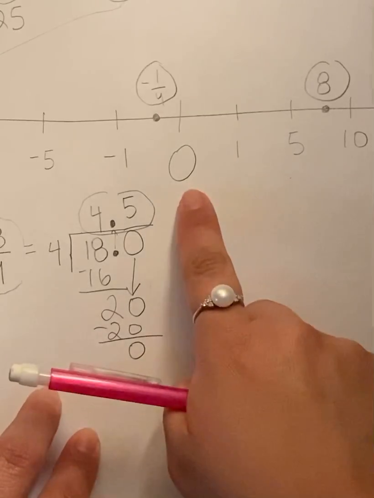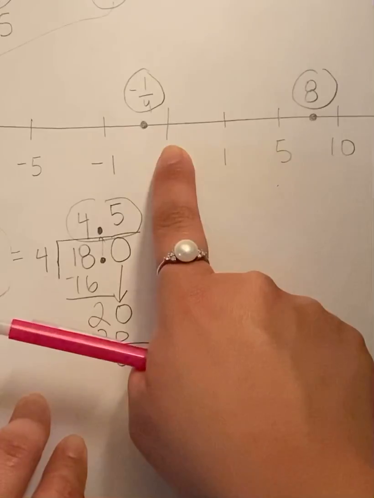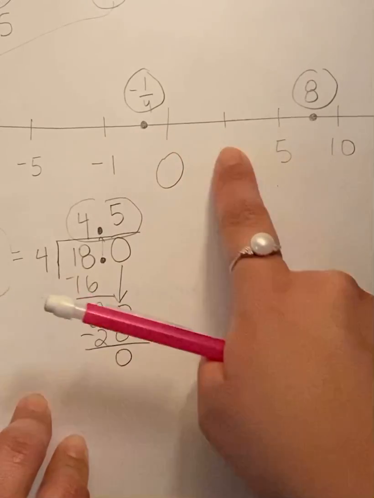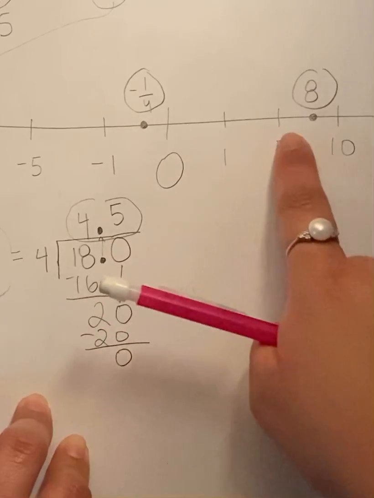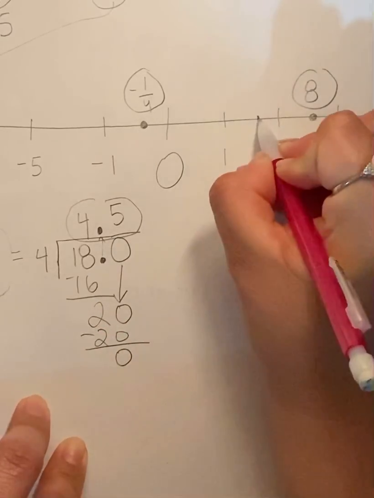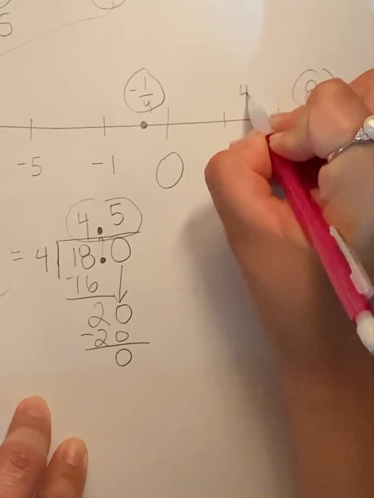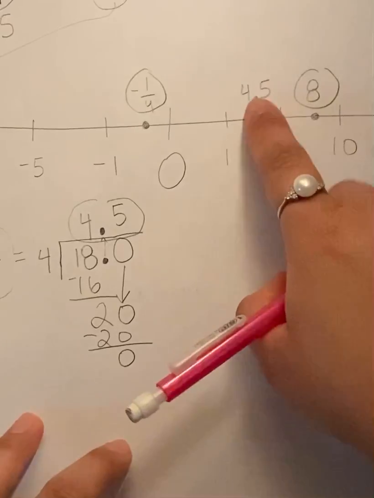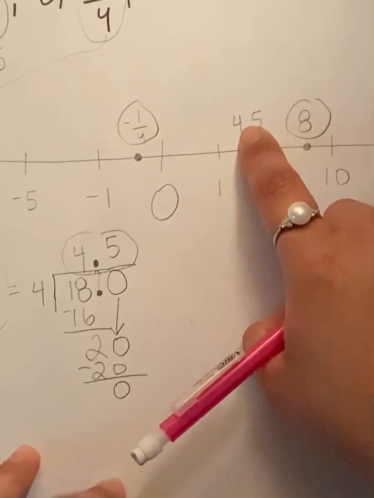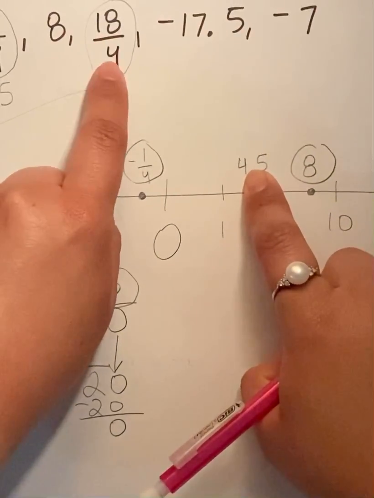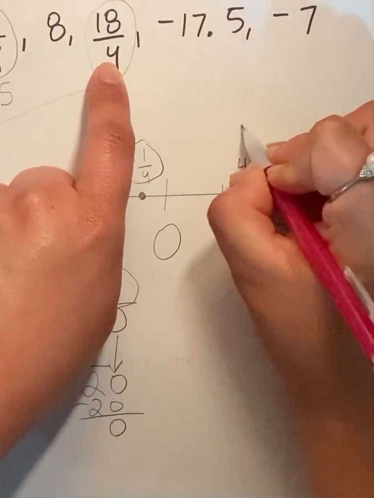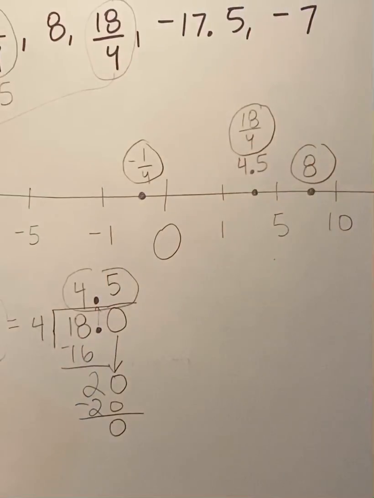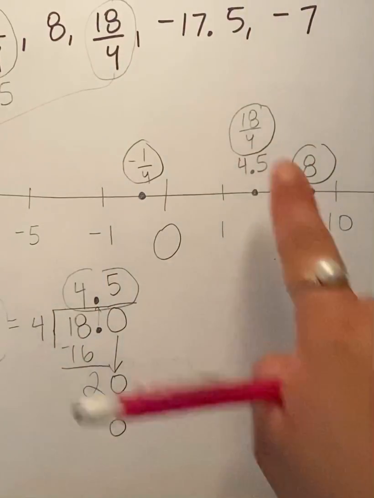And now when I go into my number line starting at 0, I know 4 decimal 5 is past 1, but right before 5. So I'm going to go ahead and plot it right here, 4 decimal 5. But I have to remember that I have to keep it in the same form as the original. So I'm going to write above it 18/4 and circle that one to remember when I write my list.